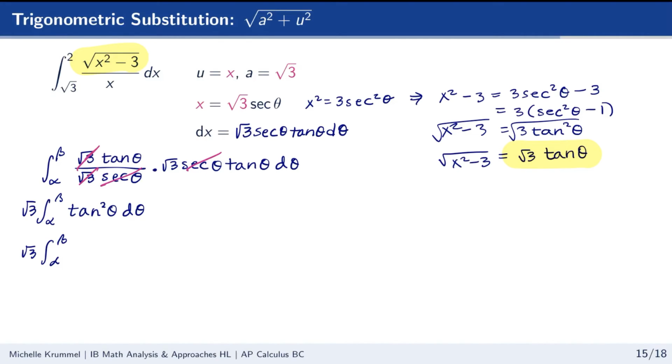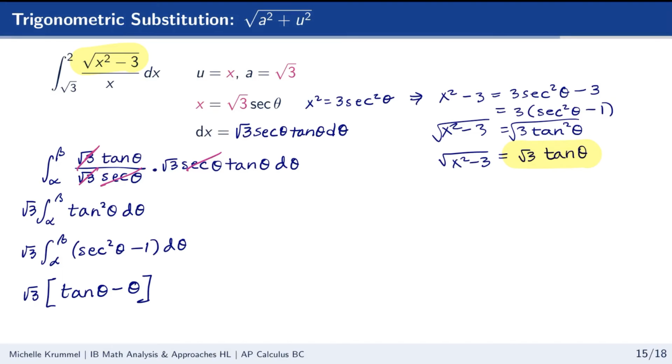Tangent squared theta equals secant squared theta minus 1. And secant squared theta, you can integrate by recognition. The derivative of tan theta is secant squared theta. And then 1 you can integrate by recognition. So root 3 tan theta minus theta. We're taking the integral with respect to theta, so the integral of 1 is theta.